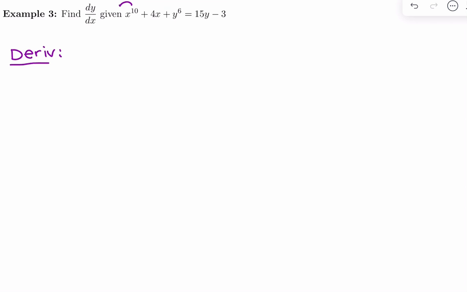So starting with the derivative of x to the 10th, bring down the 10, subtract 1 for the new power. So 10x to the 9th. The derivative of 4x would just be 4. We're taking the derivative of x terms all as typical. But now we have y to the 6th. So when we take the derivative of y to the 6th, we will still bring down the power, 6, subtract 1 for the new power, and get 5. But we need to put a dy/dx next to it. We took the derivative of y with respect to x.